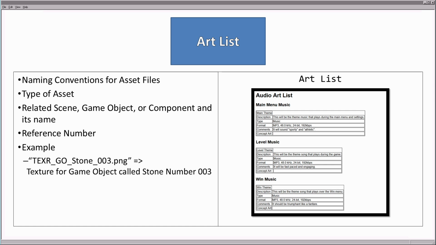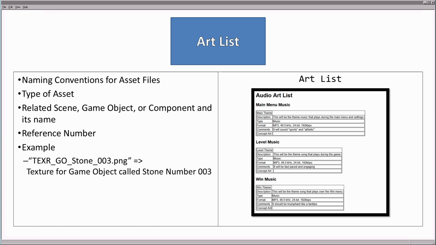As simple as it may sound, having a naming convention for your asset files can make a world of difference. This helps bridge the gap that can exist between the artists creating the assets from the art list and the programmers who need to use the assets in their code. There is not a single way to do this, but having information like the type of asset, related scene, game object, or component, and a reference number in a specific format can be important.